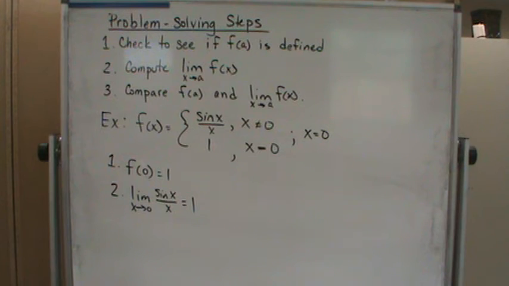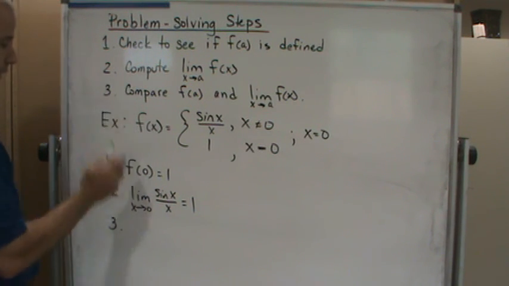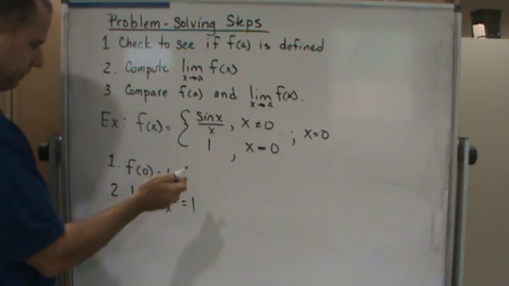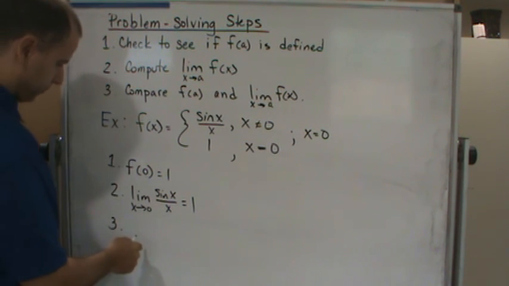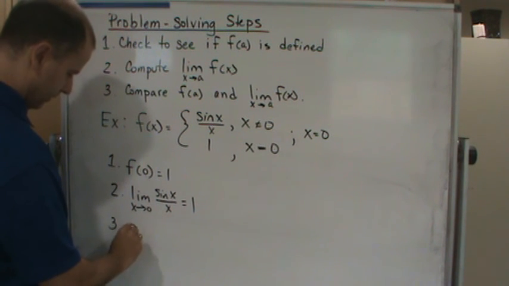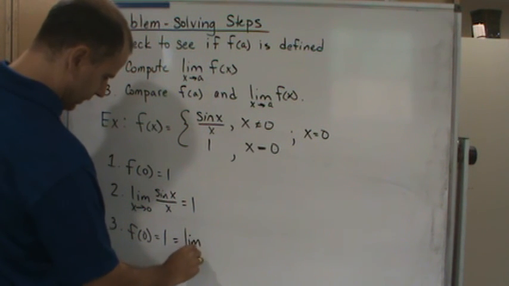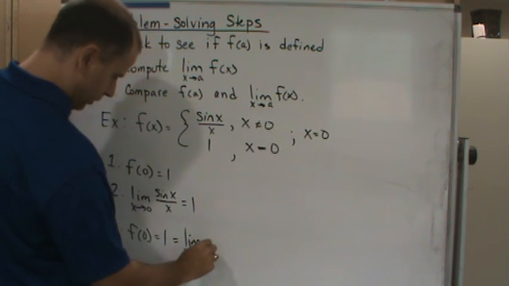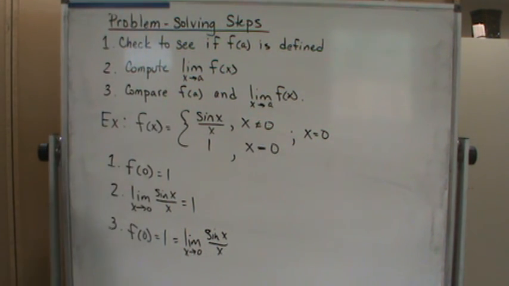Okay. Now, the last thing is compare. Is f of a equal to the limit as x approaches a? Well, in this case, yes. F of 0 equals 1, which is equal to the limit as x approaches 0 of sine x over x. And so it satisfies all the conditions, and therefore this function f of x is continuous at x equals 0.